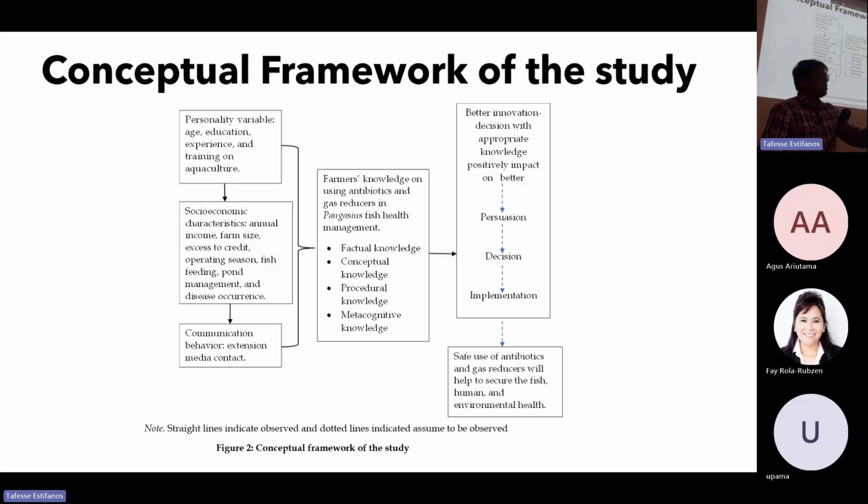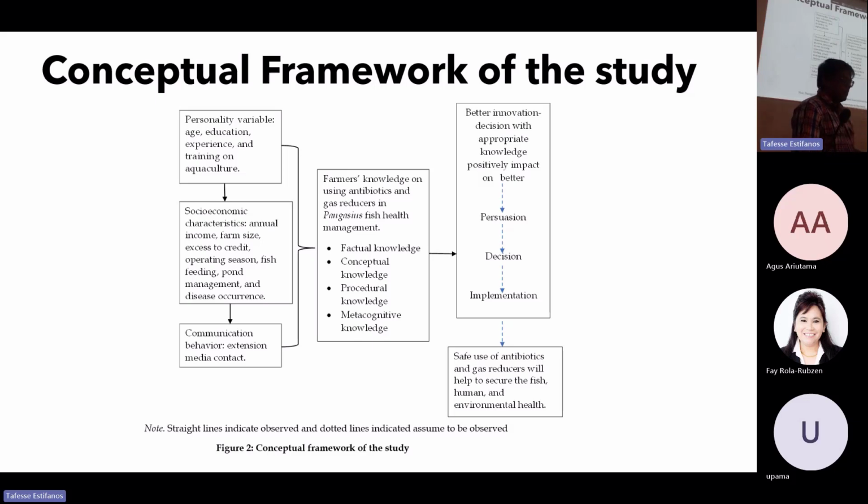So if they have better knowledge on these items, like antibiotics and gas reducers, it will help them to have better persuasion of the knowledge, which will help them to take better decisions, and finally they can manage the farm nicely, and ultimately we can get the Pangas fish, because Pangas is now widely consumed in my country, especially by middle income and lower middle income people, as the major source of protein. It's very cheap, only about $1 a kilo. You can get a huge size of fish and enjoy it.